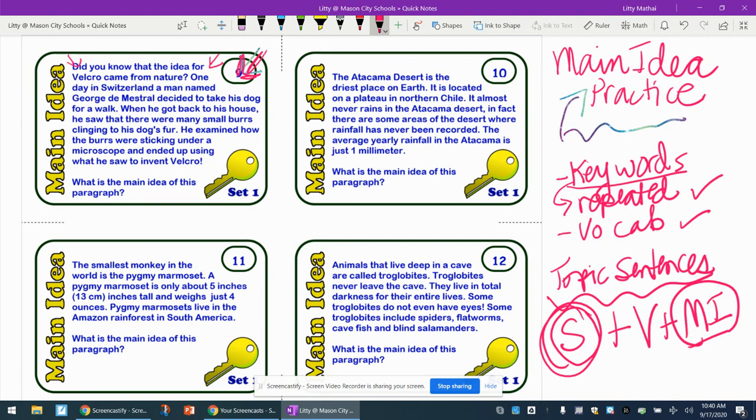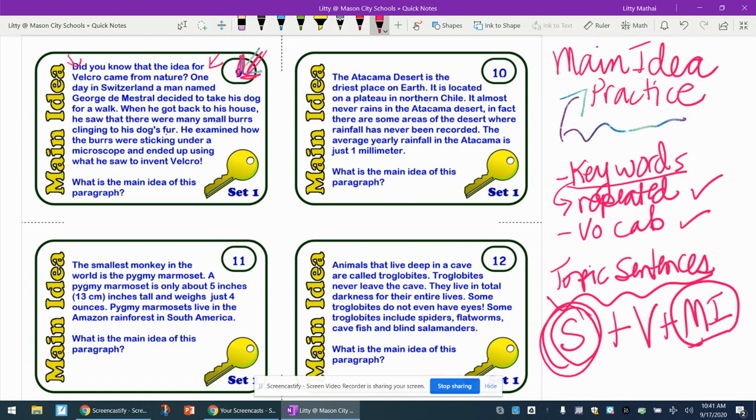So let's keep reading. One day in Switzerland, a man named George de Mestral decided to take his dog for a walk. When he got back to his house, he saw that there were many small burrs clinging to his dog's fur. He examined how the burrs were sticking under a microscope and ended up using what he saw to invent Velcro. So, what's the main idea of this paragraph?